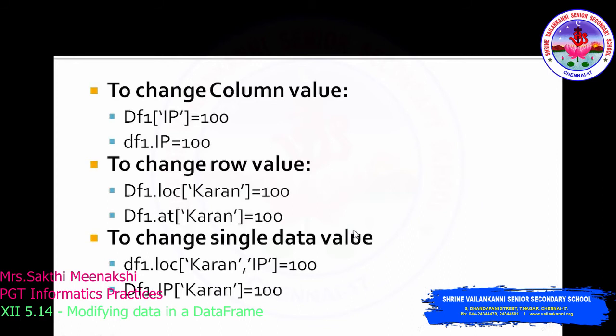And how to change a particular data value? We know how to access a particular data value, using the row name and then the column name. The same way you can use it with the assignment operator and change the value. So let's explore this with an example.